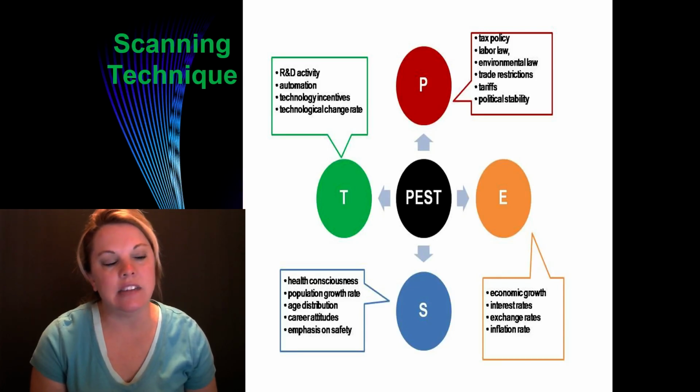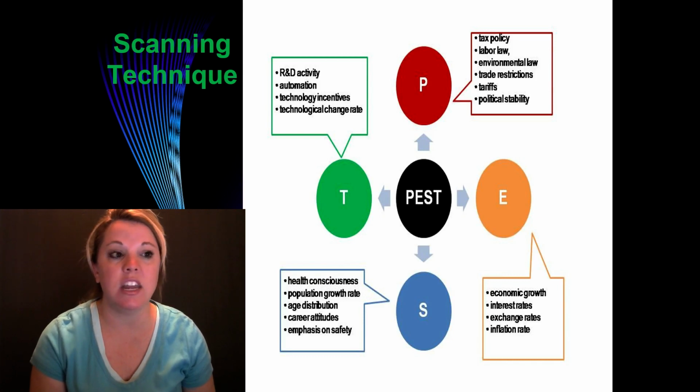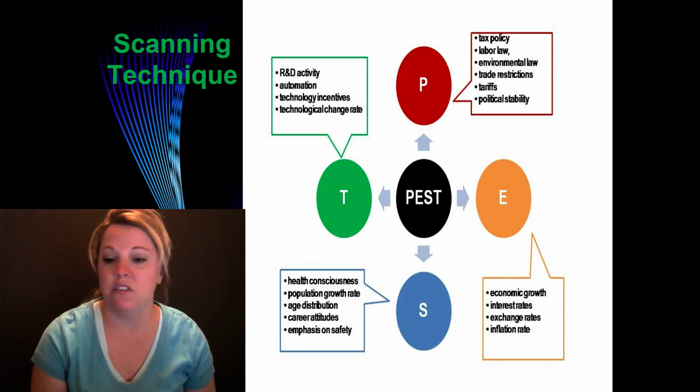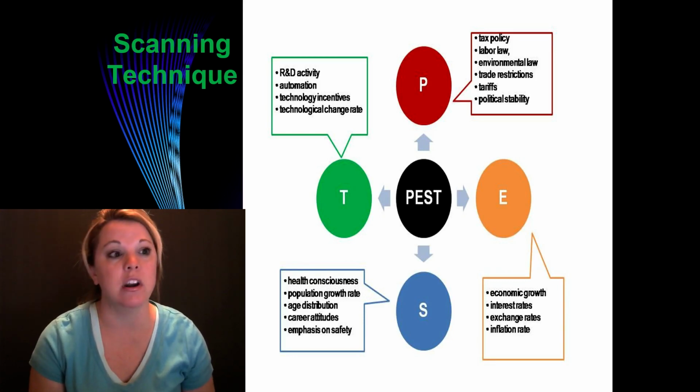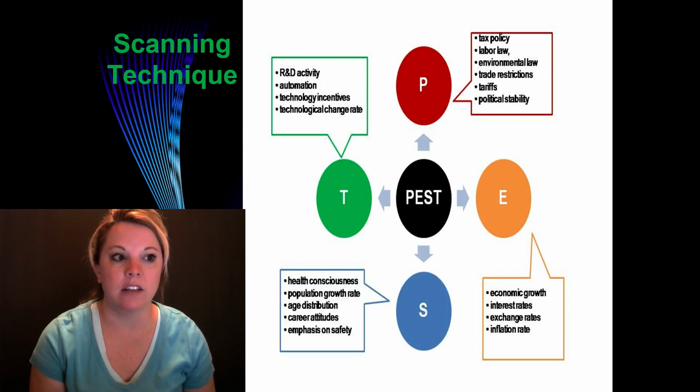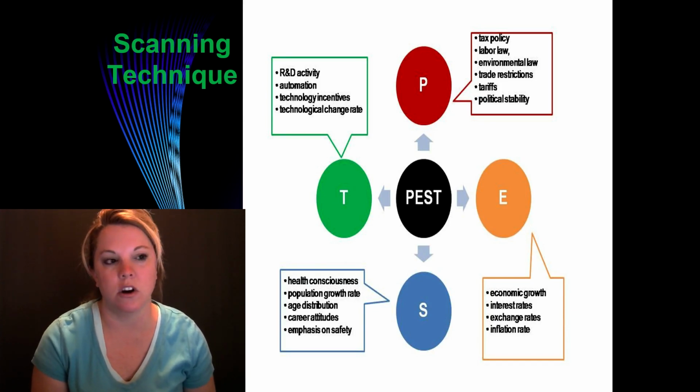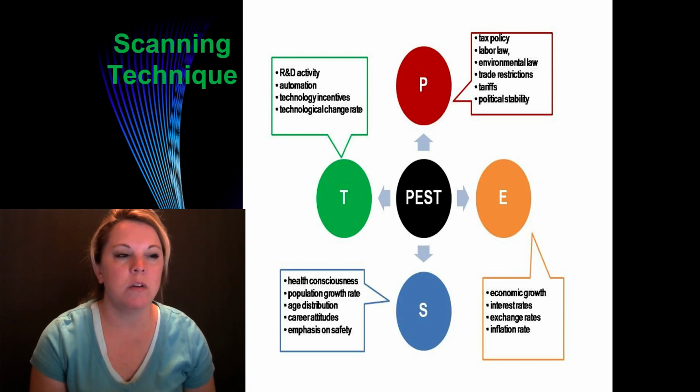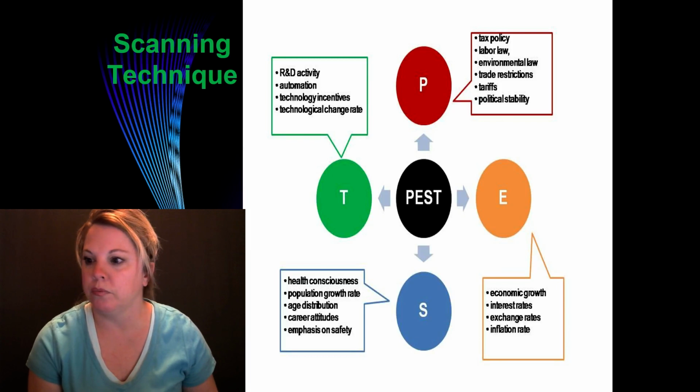Then T stands for technology. With any new product, research and development activity is incredibly important as far as producing an actual product on a product line. A lot of the companies now obviously use automation. There are some exceptions to that. And we want to check on technological changes over time.